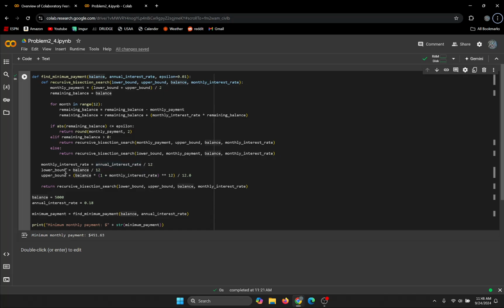The lower bound is the balance divided by 12. The upper bound is the monthly payment if you added up all the interest in the total of the year. And here's where we set our test. You asked us to do a $5,000 credit card balance with an annual interest rate of 18%. And then we're going to print whatever the function returns right here.